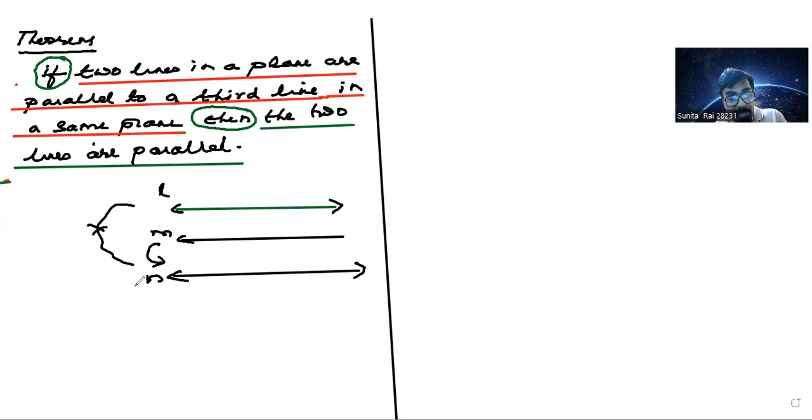मतलब L किसका साथ parallel है? N का साथ. M किसका साथ parallel है? N के साथ. दोनों lines N के साथ parallel है. Then I can always say L is parallel to M. Got it? This is what we have to prove. Are you getting mixed? This is what the theorem says.